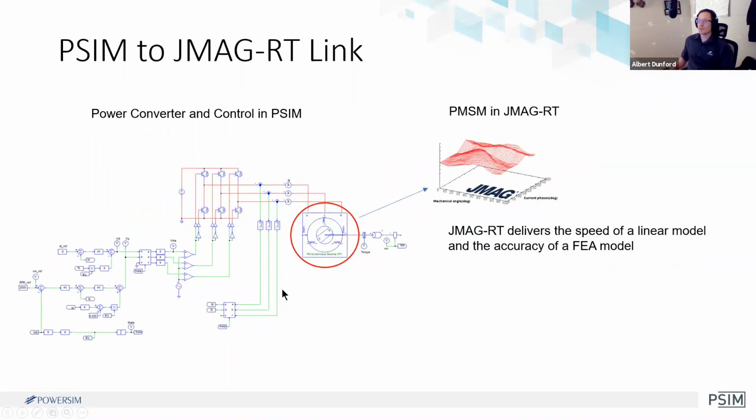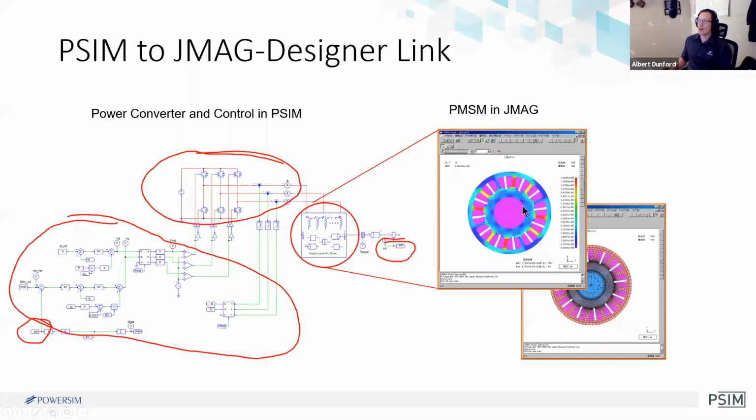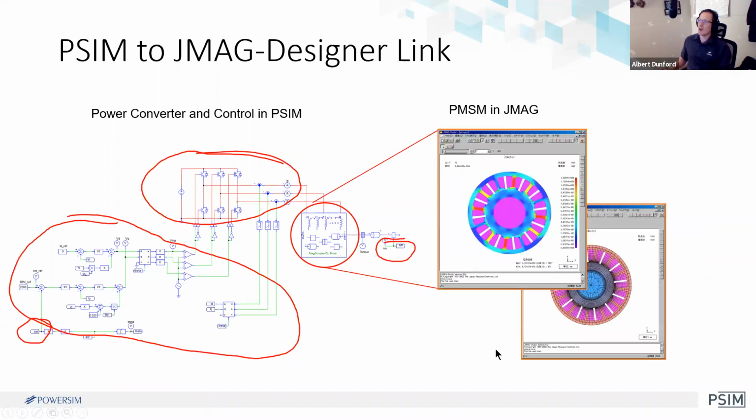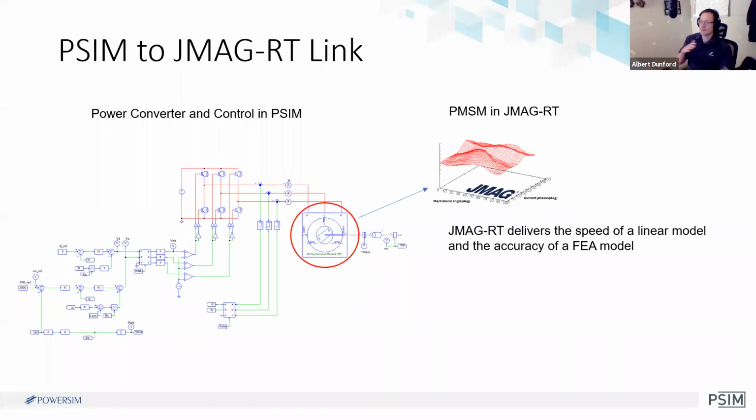Same deal for the RT link. Instead of linking to JMAG, we're just importing that RT file, and we're doing the same thing. The RT file is nice as it delivers, quote unquote, the speed and accuracy of the FEA model, but at a linear model or the simplified PSIM model type of simulation speeds. Obviously, there are some things that the Designer JMAG model can do that the RT model can't do. So if you're looking at a specific phenomenon, you need to keep track of which model you need to use.